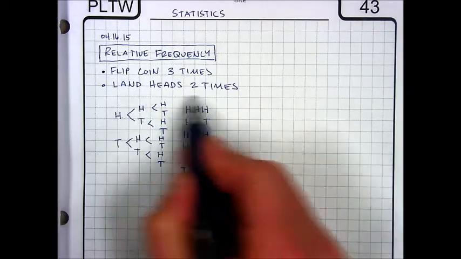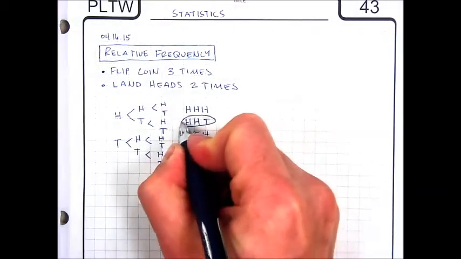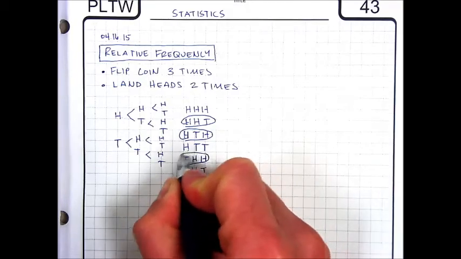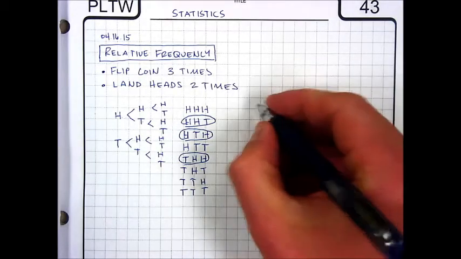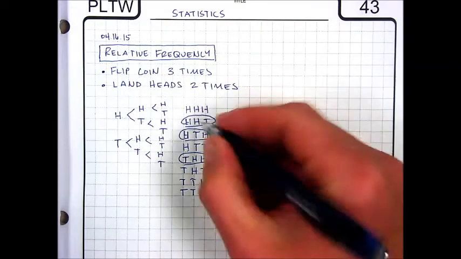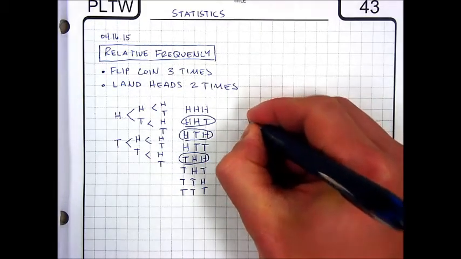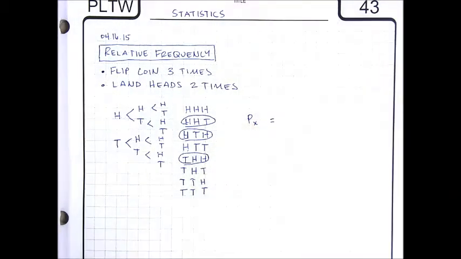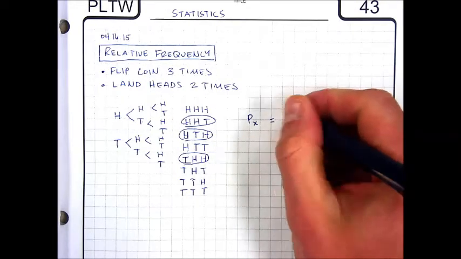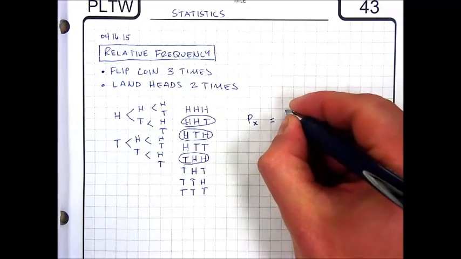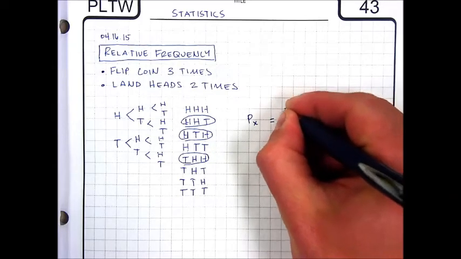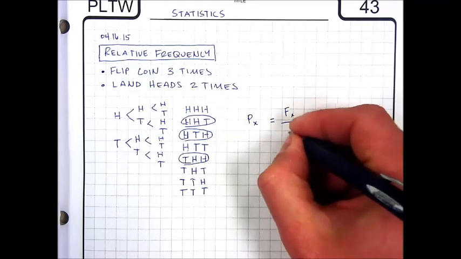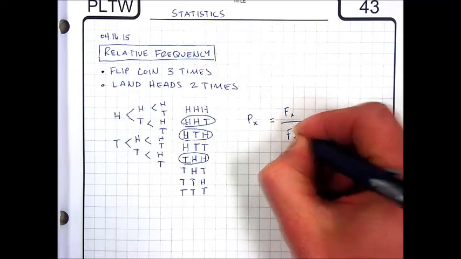All right, and so to get heads 2 times, we had this option, this option, and this option. And so the probability of getting a head, I'll call that the probability of X, is equal to the frequency of X divided by the total number.